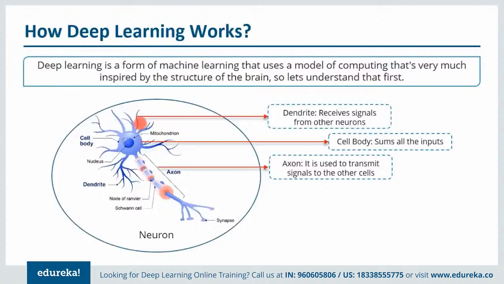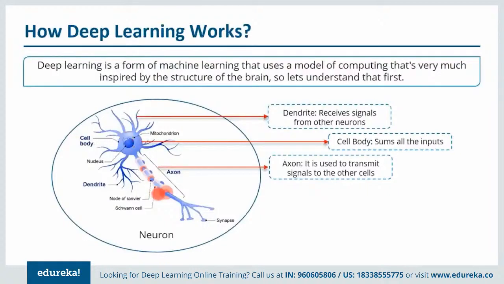So these are called dendrites. Dendrites receive signals from other neurons, and then pass those signals to the cell body. Now this cell body is where we perform a certain function. It can be a sigma function. That's what we believe, that it performs a sigma function, which is nothing but summing all the inputs.